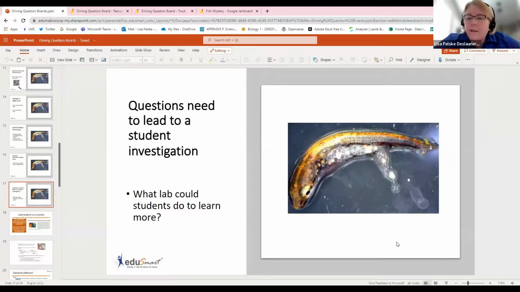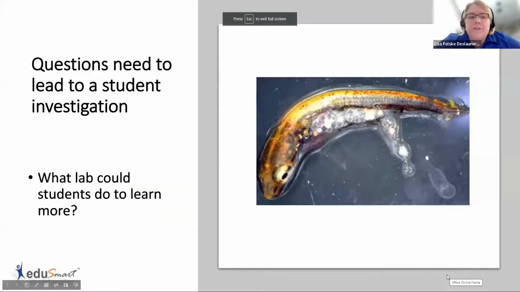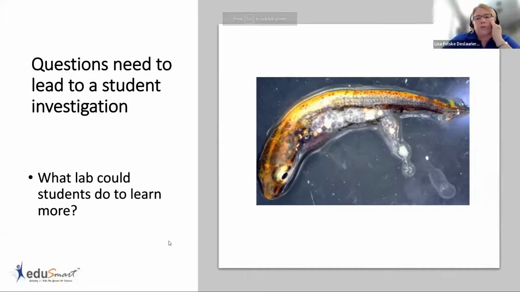And I jumped ahead. What lab could students do to learn more about this? And so just like the other examples I used in a driving question board, you have to have the lab in advance. Otherwise, you don't know how to steer them toward the lab that you already have the materials for. And so you can just keep letting them ask questions till they get to the point where you feel like they could make the connection to the lab.